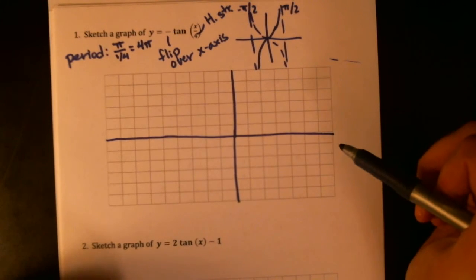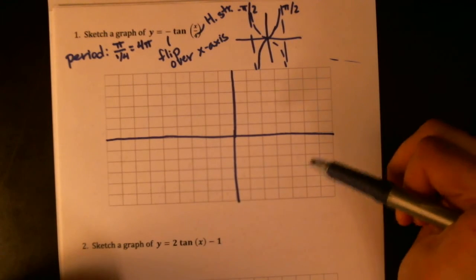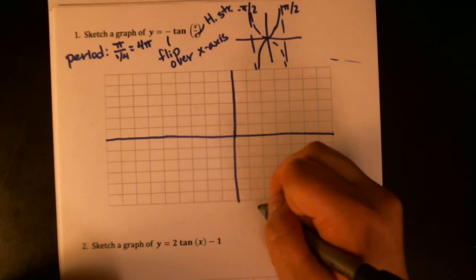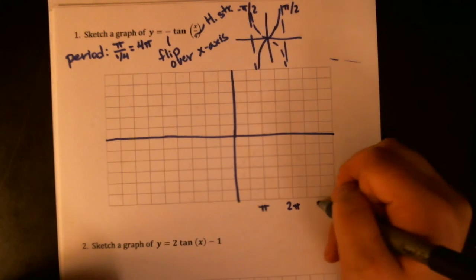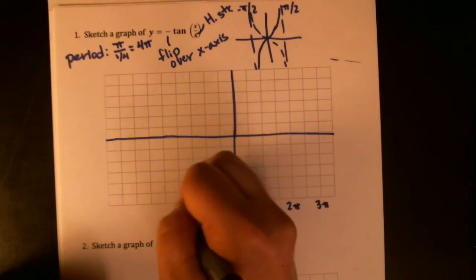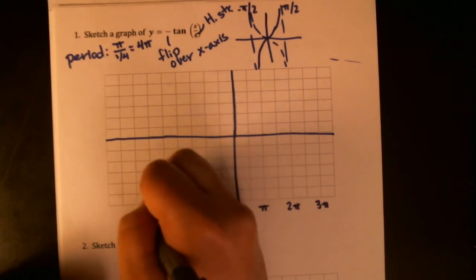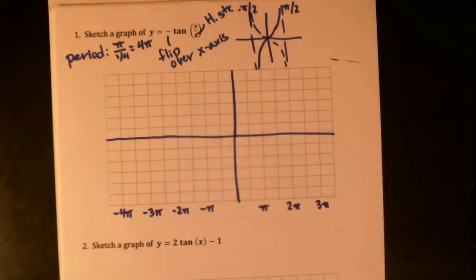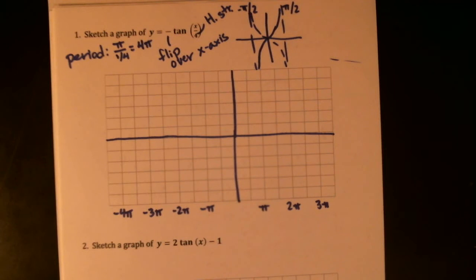Okay, so 4 pi. Let's see. So I'm going to label this. I'm just going to go pi and 2 pi and 3 pi and negative pi and negative 2 pi and negative 3 pi and negative 4 pi. Okay. So we've got just about 2 full periods that would fit in here.